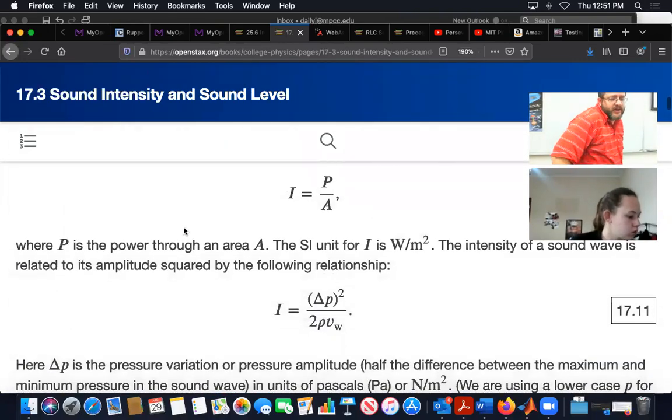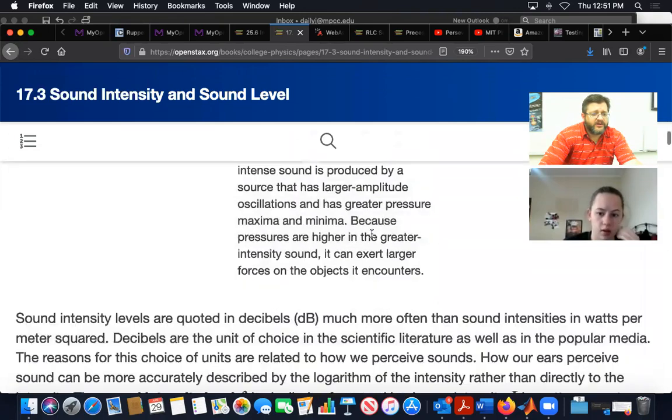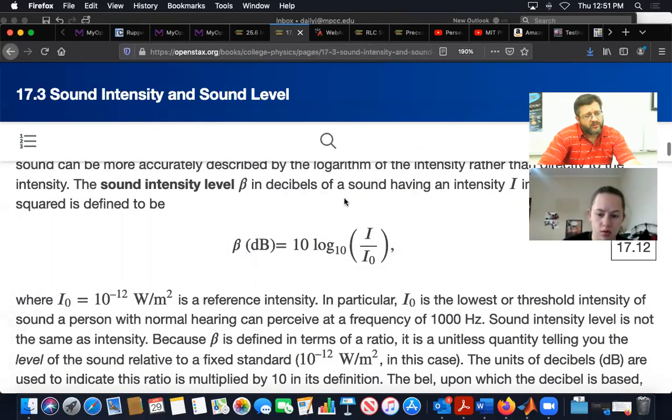The sound level is measured using the intensity. So you have to know the intensity. And you also use this equation here, which gives us the sound intensity level. This statement here is the sound intensity level. You do the log base 10 of the intensity of the sound over I naught, which is the lowest intensity of sound that we can hear as humans at a frequency of 1,000 hertz. So that number I0 is actually 10 to the minus 12.